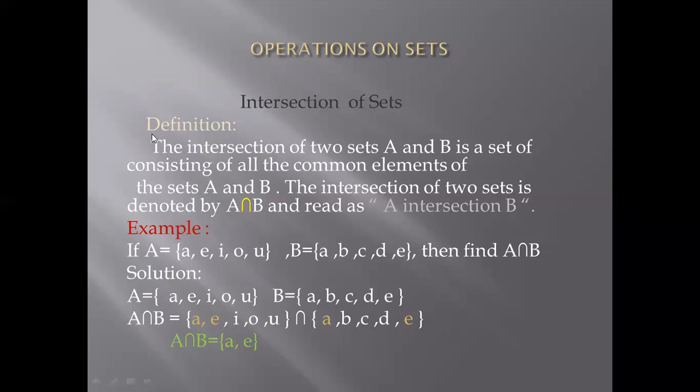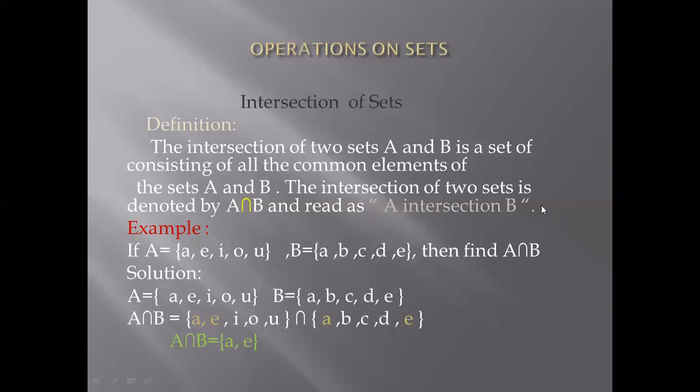Come to the definition. The intersection of two sets A and B is a set consisting of all the common elements of the sets A and B. The intersection of two sets is denoted by A intersection B and read as A intersection B. You see, in the union we use the notation U, and in the intersection we use the U, but the shape of the U is upside down.